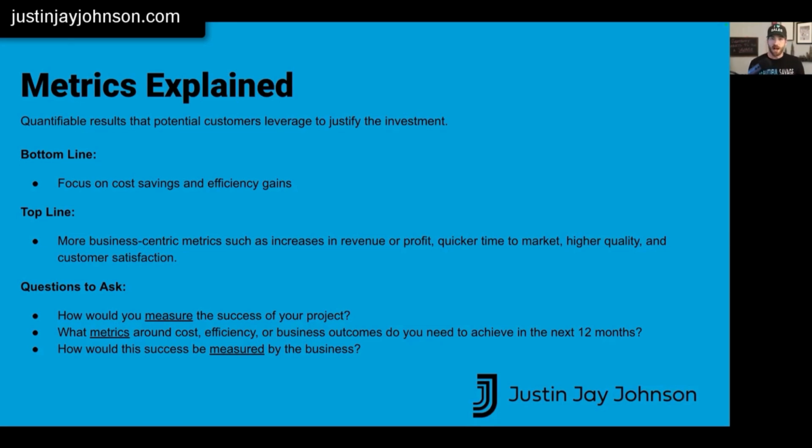And a couple of questions for you to ask to help you flesh out the metrics part of the evaluation. How would you measure the success of your project? What metrics around cost, efficiency, or business outcomes do you need to achieve in the next 12 months? And then finally, how would this success be measured by the business? So a couple of key words here: there's measured, there's metrics, then there's value for you, then there's value for the business. These are the things that help you paint a picture of how they're thinking about this evaluation or your solution potentially helping their business move forward.